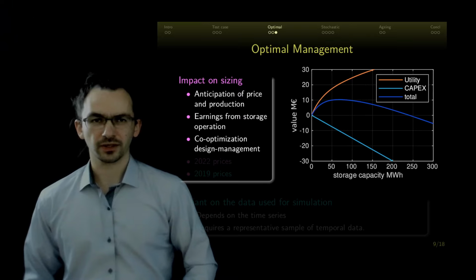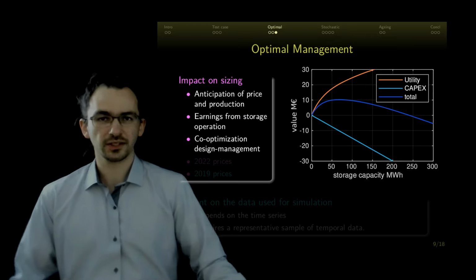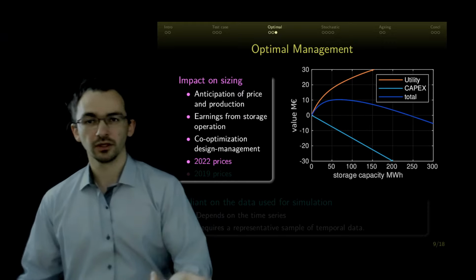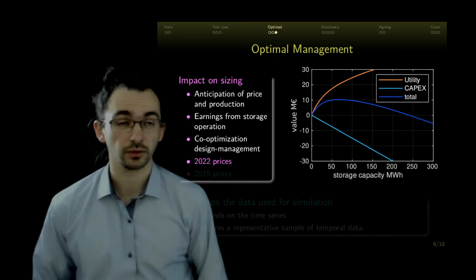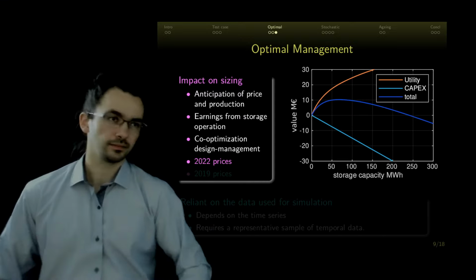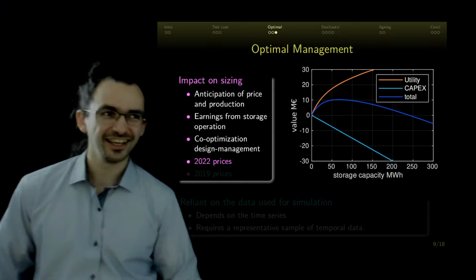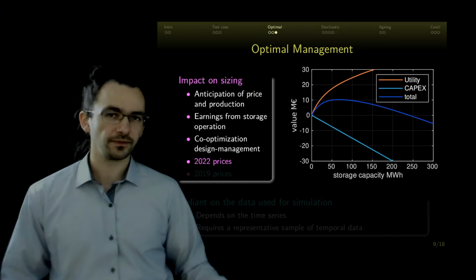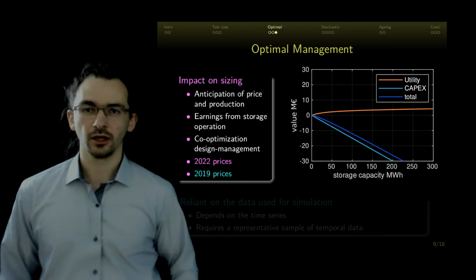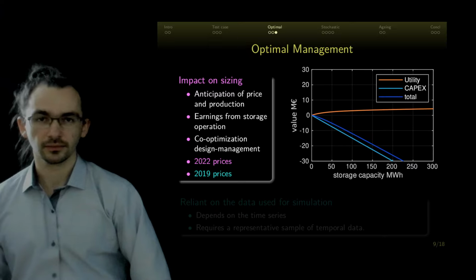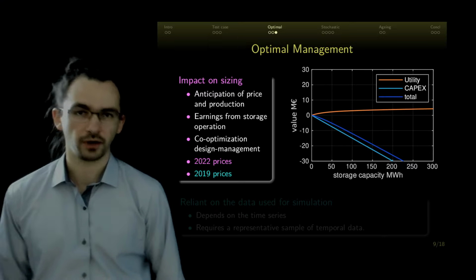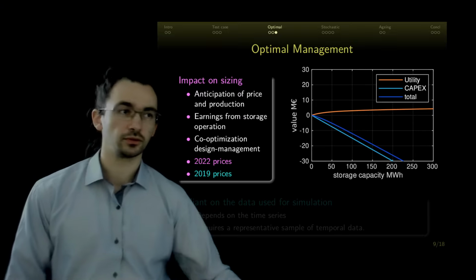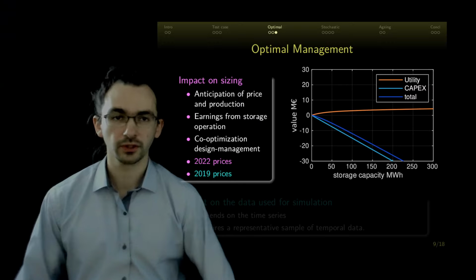But maybe you have noticed something, which is that for this illustration, I have used a time series to simulate, which was the energy prices of 2022. And these energy prices were quite different, to say the least, than anything we have seen before. And if I try to do exactly the same simulation with the prices of 2019, obviously the conclusion will be far different.